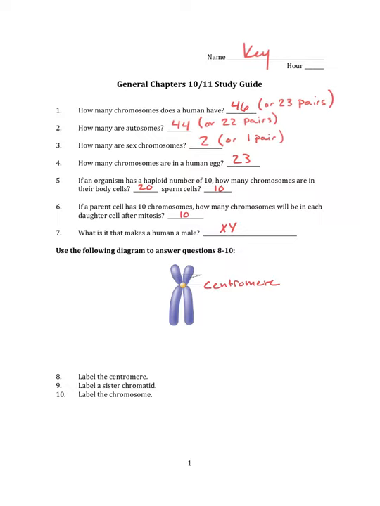Next we'll do number 9, so we're going to label the sister chromatids. The sister chromatids are the 2 halves of the entire chromosome, and the 2 sister chromatids are held together by the centromere. Number 10 says to label the chromosome. And you should recall that the entire structure, composed of both sister chromatids and the centromere, is the chromosome. And this chromosome is doubled so that it's ready for mitosis and ready for the cell to divide.